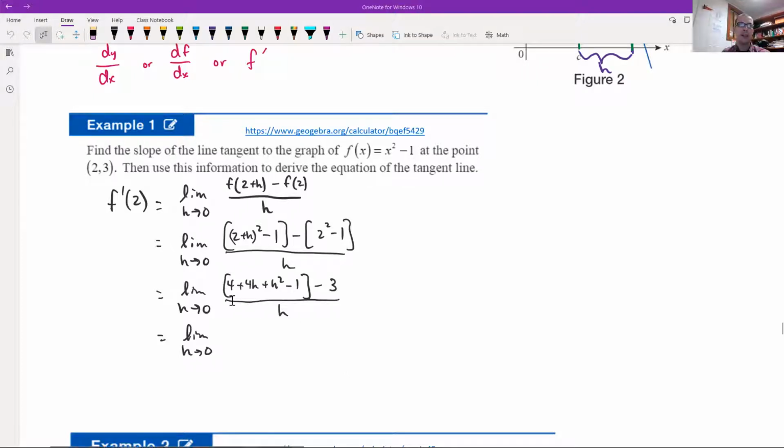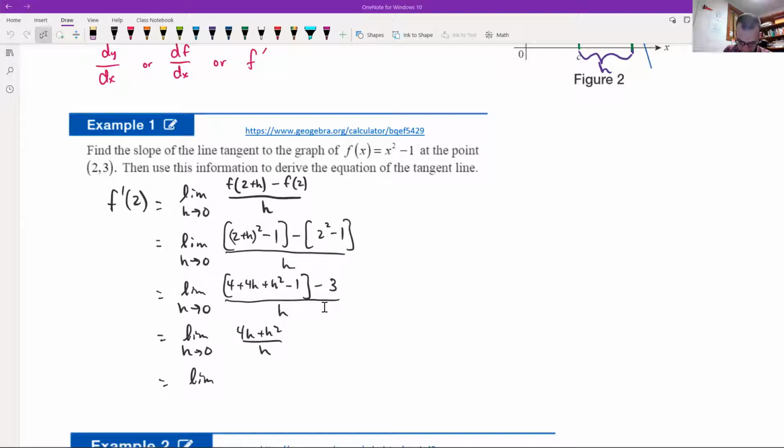So like I said, the 4 minus 1 is actually a 3. And the 3 minus the 3 is going to be 0. So all we're left with is 4h plus h squared on top over h. And that allows us one more time.